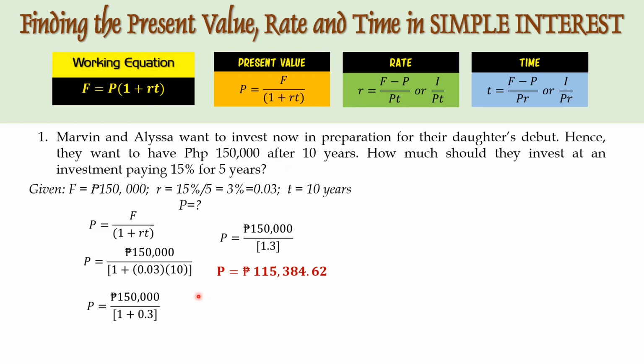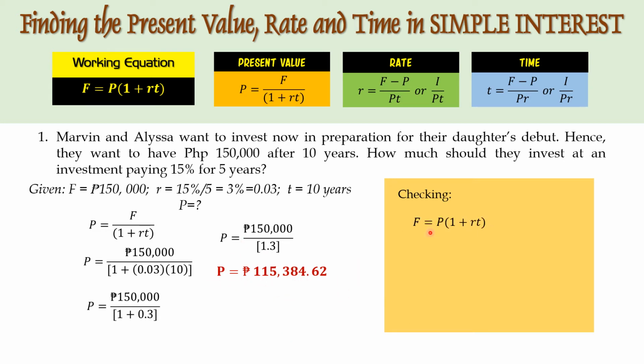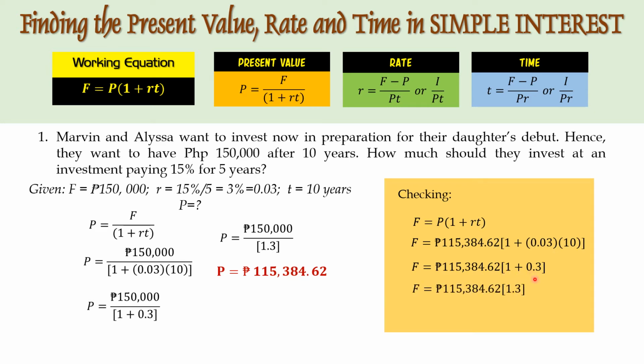Now, let's check if our answer is correct. So let's do some checking. So hahanapin natin ang future value using the principal or the present value na nakuha natin. So using this formula, then plug in the values on each variable. So principal, copyahin natin siya. Then the rate, that is 0.03 times 10. Same process. Multiply, that is 0.3. And then add 1 plus 0.3, that is 1.3.